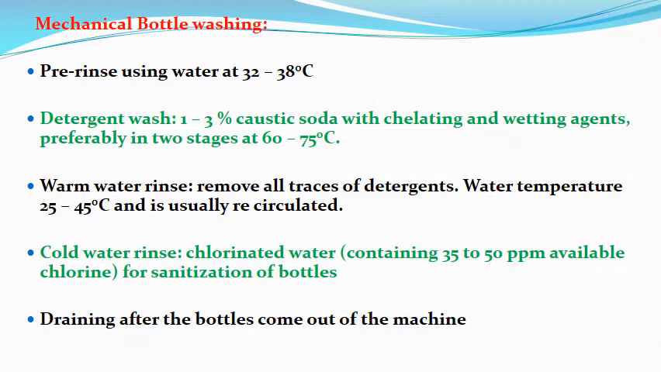Then a plain warm water rinse to remove all traces of detergent, at a lower temperature of around 25 to 45 degrees Celsius, and usually recirculated, that is a second time, for further thorough rinsing of the bottle. Then next is a cold water rinse with chlorinated water. This is for sanitization, for killing all the pathogens and other organisms. This chlorinated water should have 35 to 50 ppm of available chlorine. And then finally there is draining after the bottles come out of the machine, and drying. So this is the process for mechanized bottle washing.